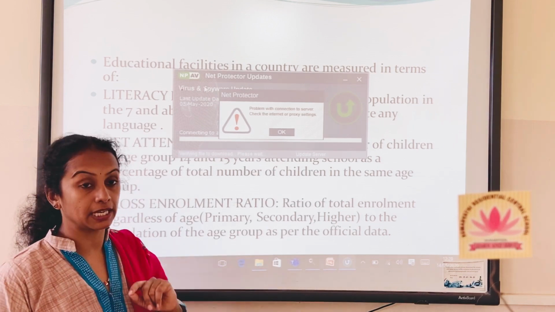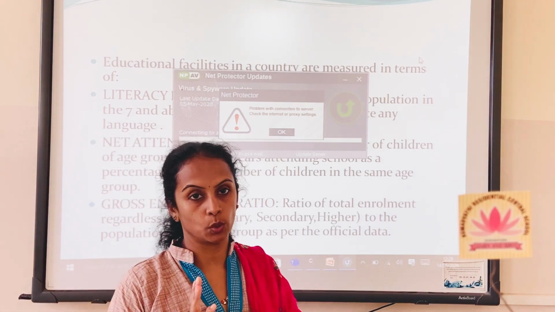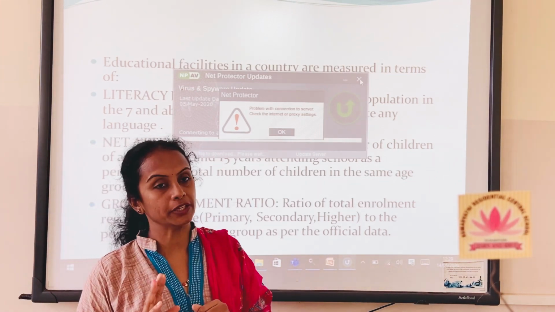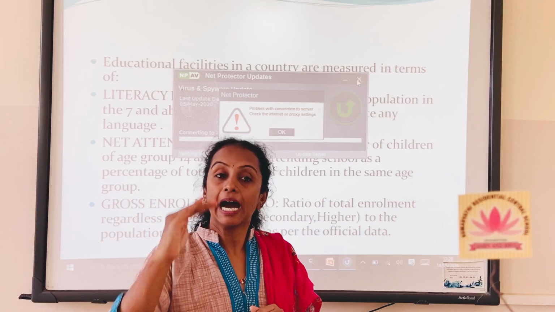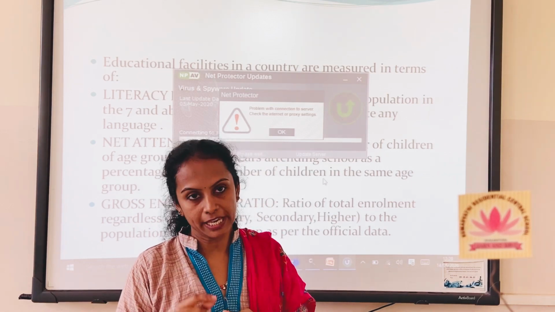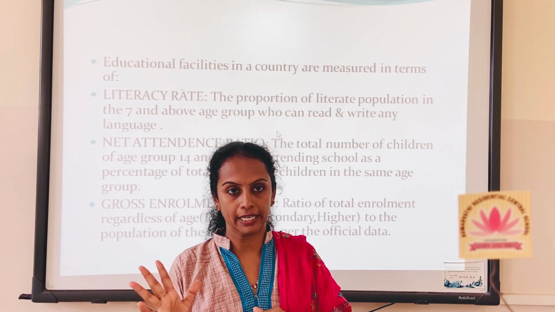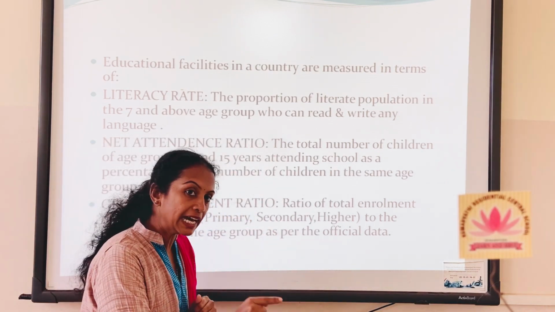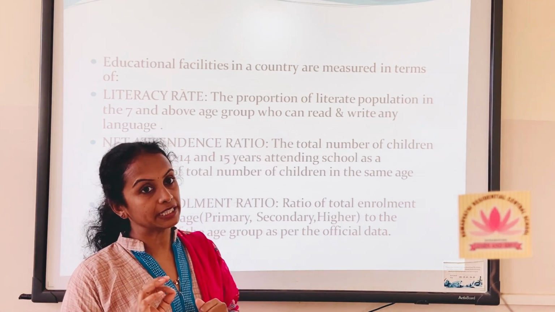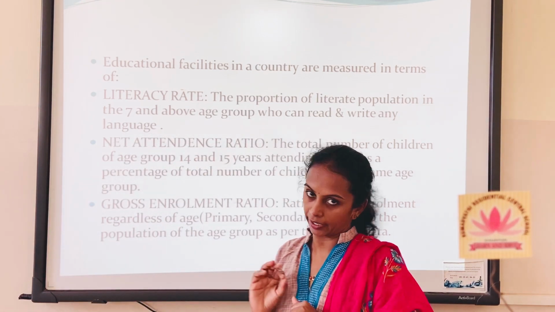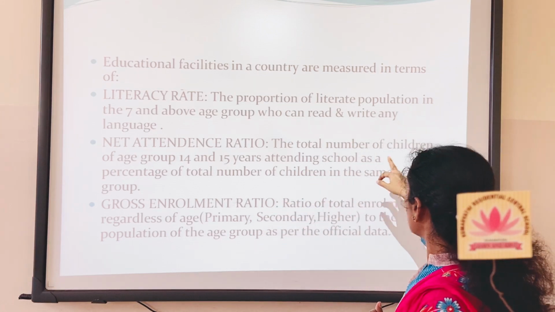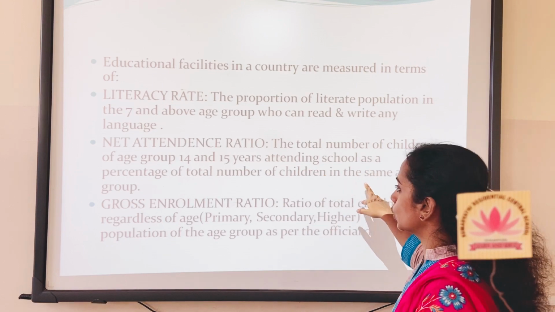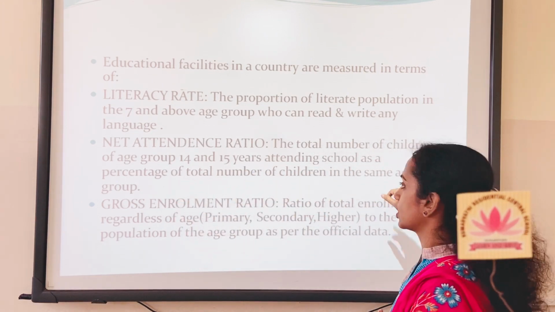Then the second one is net attendance ratio. What is net attendance ratio? See children, in one academic year, the number of children of the age group of 6 to 14 or 15 years attending the schools. How many children are attending the schools in that particular academic year? That tells you about the net attendance ratio. The total number of children of age group 14 and 15 years attending schools as a percentage of the total number of children in the same age group.